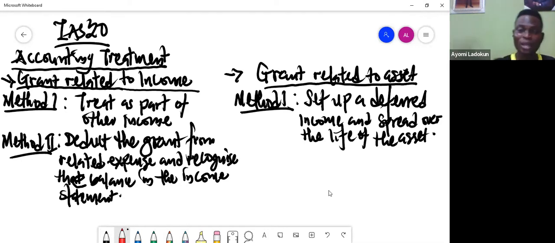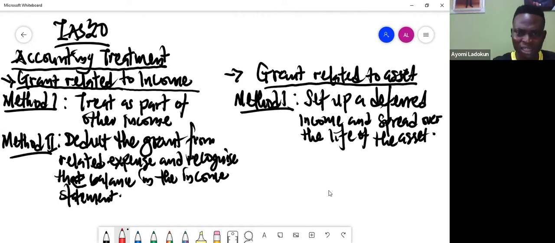What does that mean? When the grant is coming, you don't recognize it in your account in one accounting year. If the asset that you are using the money to buy lasts, say, 5 years, you will not recognize the grant in one year. So as the grant is coming, set up a deferred income. Defer means you delay the recognition of the income. So as you are depreciating the asset, you'll be releasing the income.